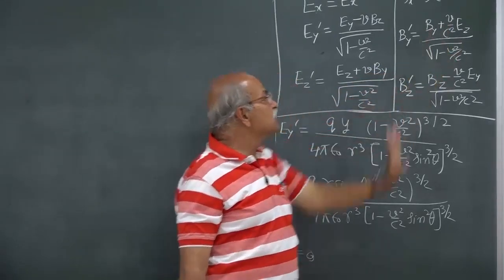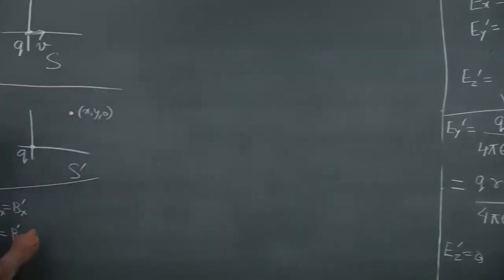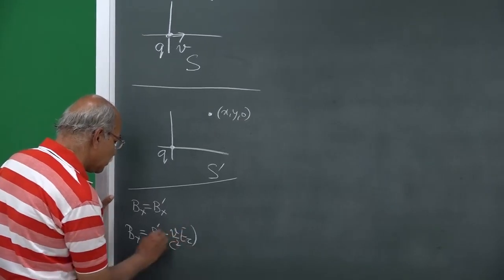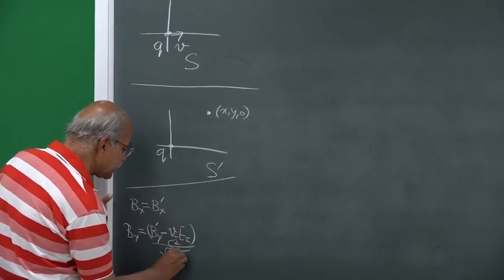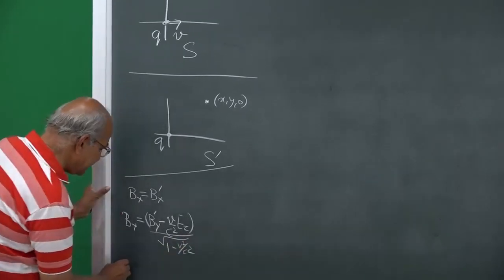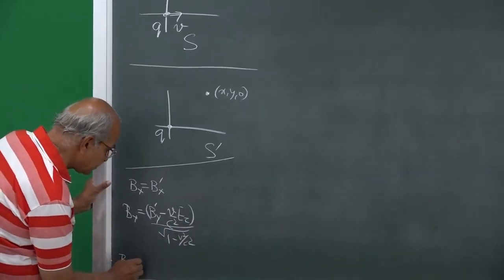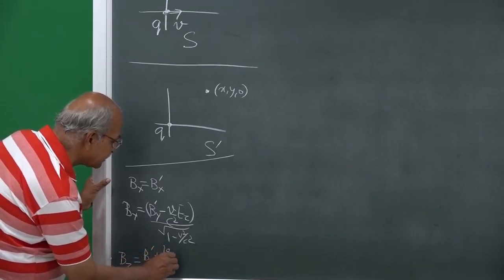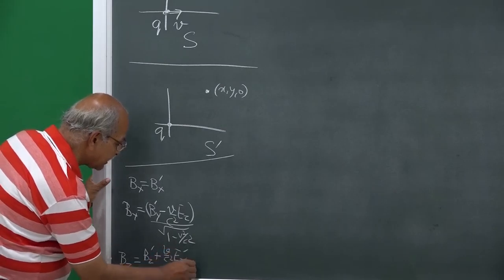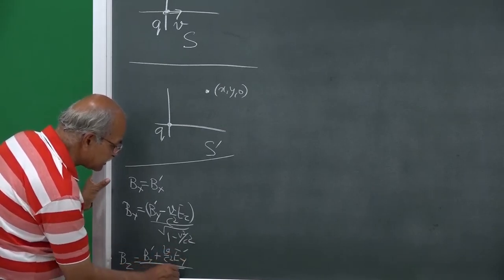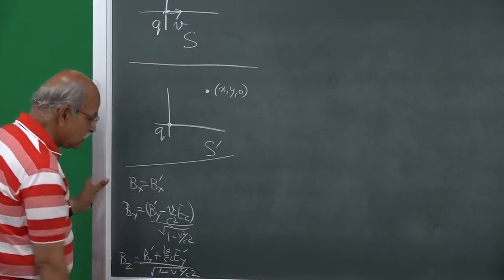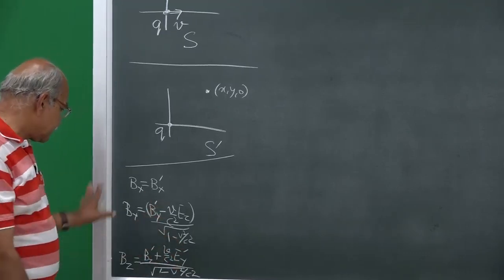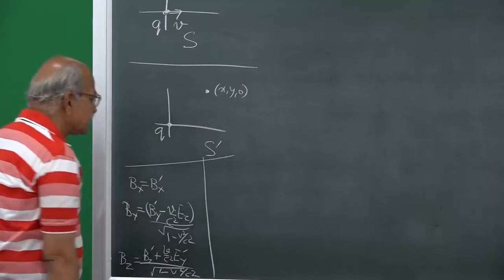So minus v by c square ez, and this whole thing divided by square root of 1 minus v square by c square, and finally bz equal to bz prime plus v by c square ey prime, divided by square root 1 minus v square by c square. So change v to minus v, and primed and unprimed symbols you have to change. So these are the transformation equations.